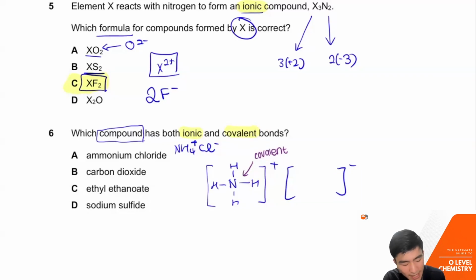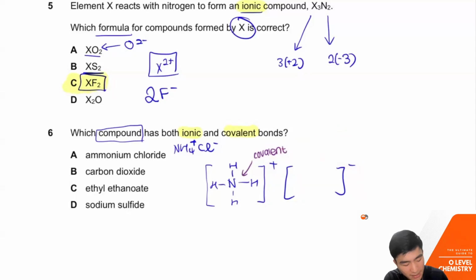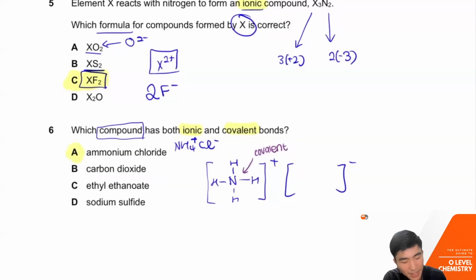Now, this is for A, so Cl minus. You can see this positive and negative is ionic. Ionic is always electrostatic force of attraction. So option A is correct. Now, option B is carbon dioxide, clearly out because this is a covalent molecule. There are no ions involved.